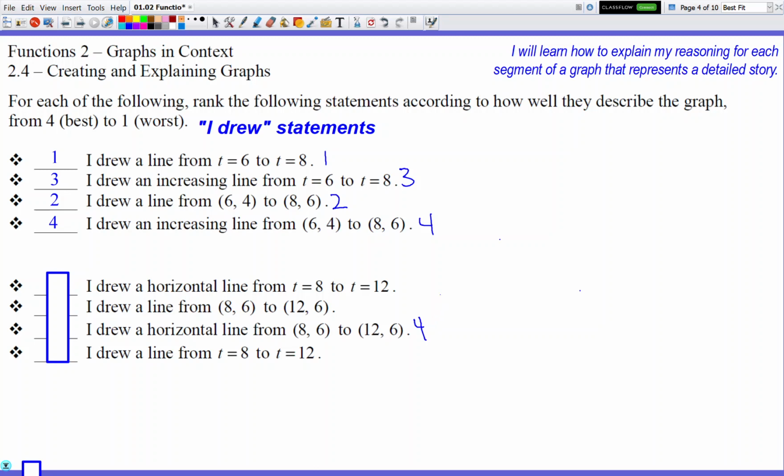Okay, then the next best answer is going to be something about the line's characteristics, not necessarily about the location, but at least it tells us about the line in general. So that would be this guy. And the second to the worst answer is going to not tell us about the line's characteristic, but at least it tells us the location. So that'd be this guy. And the absolute worst answer, because it doesn't tell us anything, well, it kind of tells us something, but not enough, not very good, is this guy. Okay, so let's see if my answers match the real answers. So 3, 2, 4, 1. Yes, it does. Okay, so those are called the I drew statements.